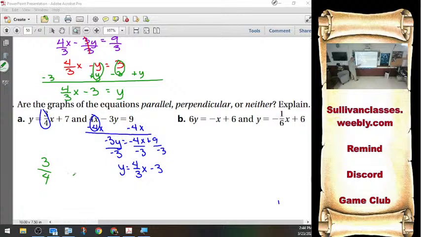Anyway, 3/4 and 4/3. You compare them. Are they the same? Are they negative reciprocals? So, neither. Do you say neither or neither? I kind of use both, and I'm not really sure why. Just like in the same problem, I'll do different 2's.